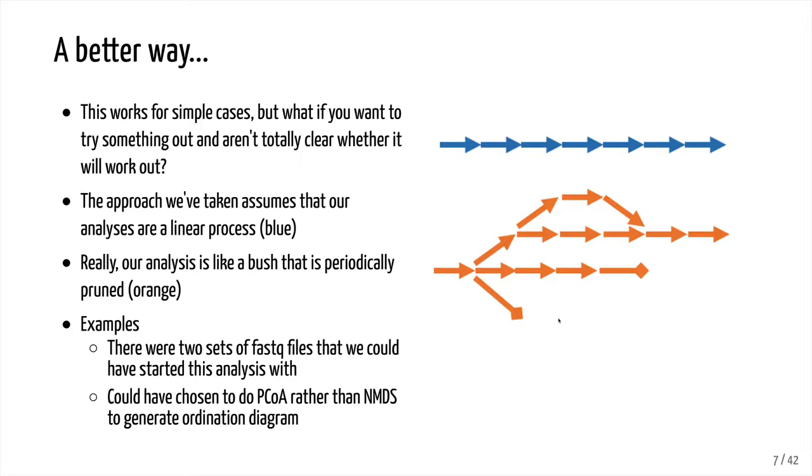Alternatively, we could have chosen to use PCOA rather than NMDS to generate our ordination diagram, right? That could be another branch. And then we could compare the results of PCOA to NMDS. And because we have the branches and we have the commit histories, we would have a record of how that experiment went and why we decided to use one over the other.